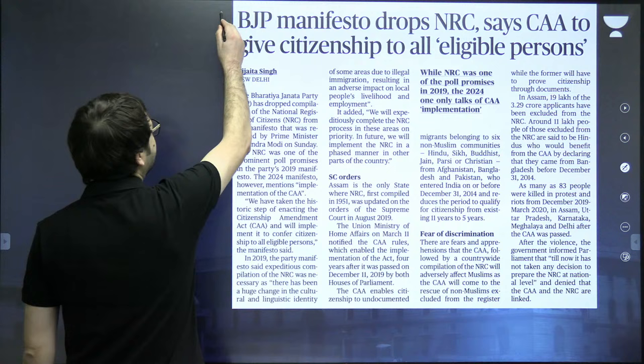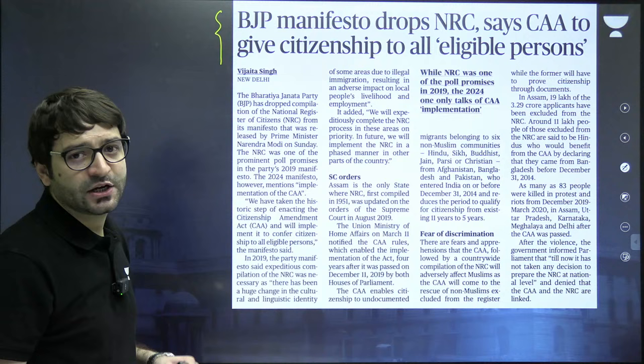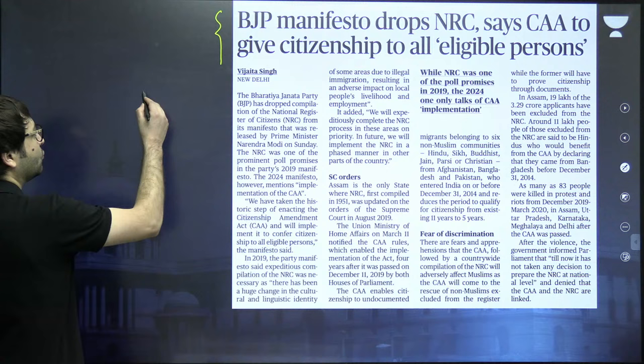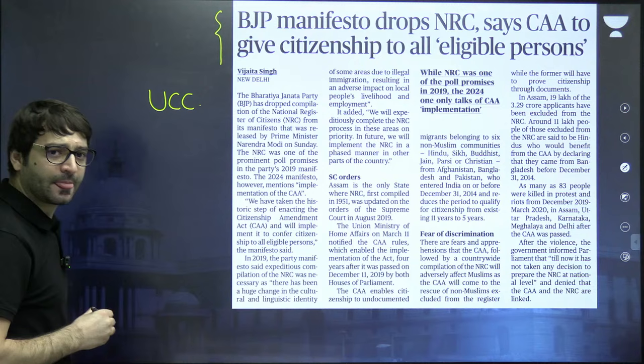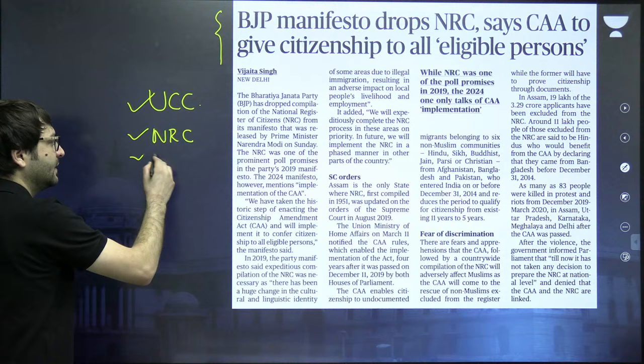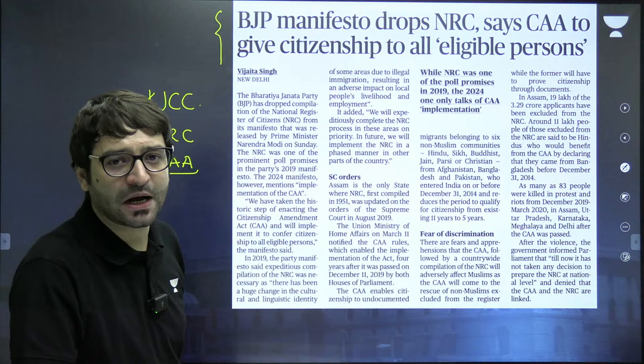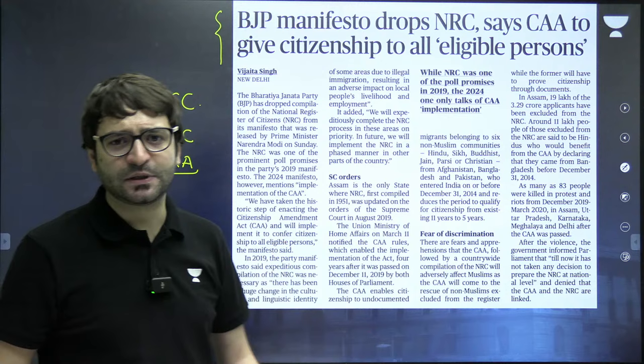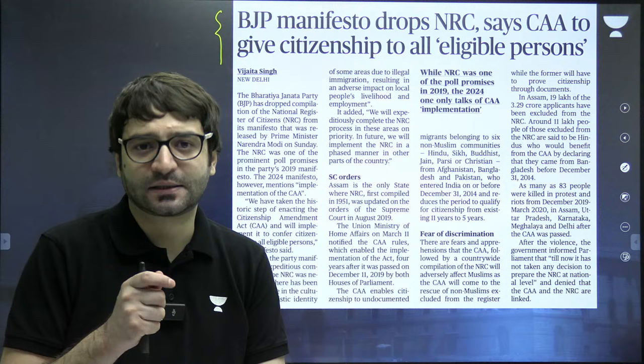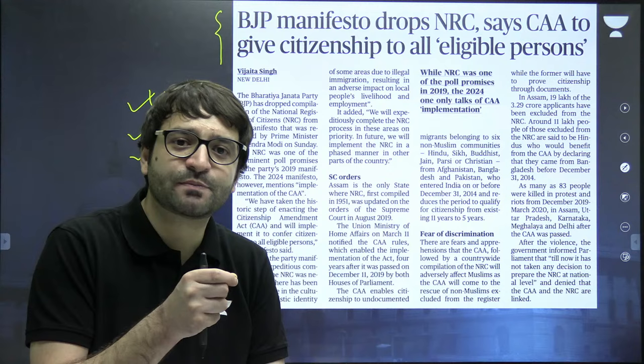Something else. The BJP in its manifesto has dropped NRC, but says CAA shall be implemented. This BJP manifesto also talks about implementation of the Uniform Civil Code. So Uniform Civil Code, NRC, CAA can be important topics for your upcoming prelims examination. What is CAA? We have discussed this multiple times. A law was passed in 2019 called the Citizenship Amendment Act. This was basically an amendment to the Citizenship Act of 1955.